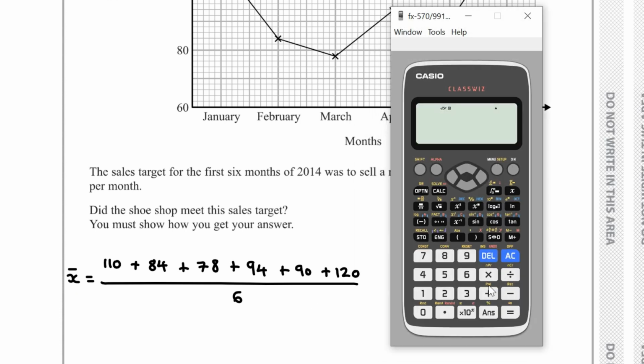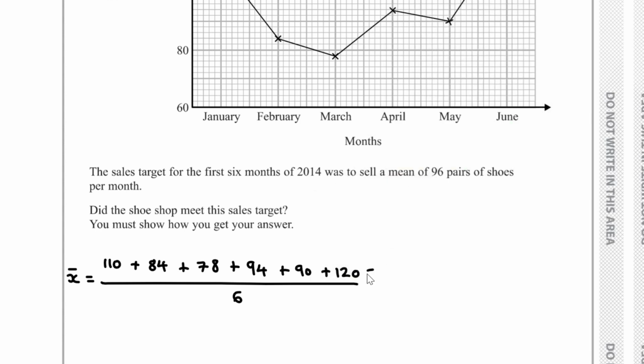So if we work all of this out, we have 110 plus 84 plus 78 plus 94 plus 90 plus 120, divided by 6. It turns out here, indeed, we do get 96. So therefore we can conclude the shop met their target.